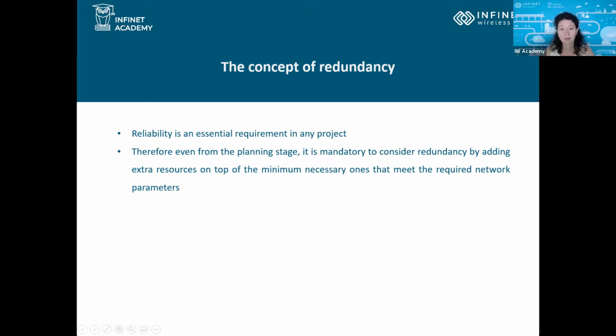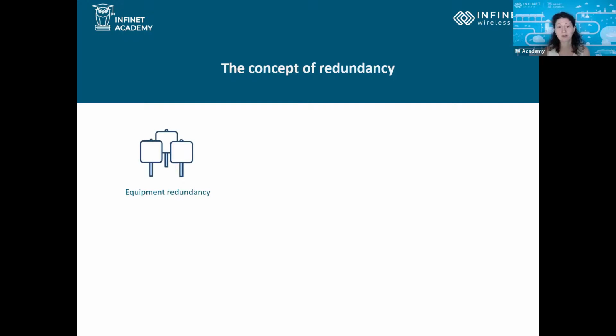Basically, redundancy refers to the extra resources and measures that need to be implemented in order to design a reliable network. With respect to the type of resources that we are talking about, we can have different types of redundancy. First, there is the equipment redundancy, where more devices with the same or similar configuration are co-located so that they can replace each other in case of failure.